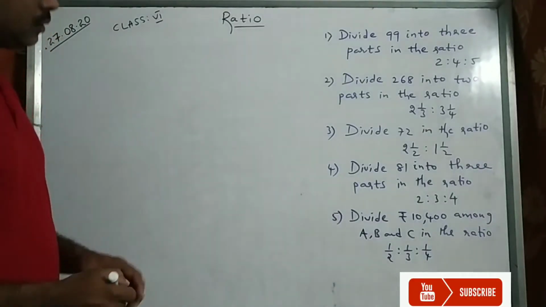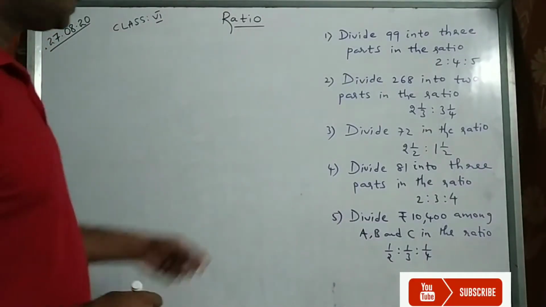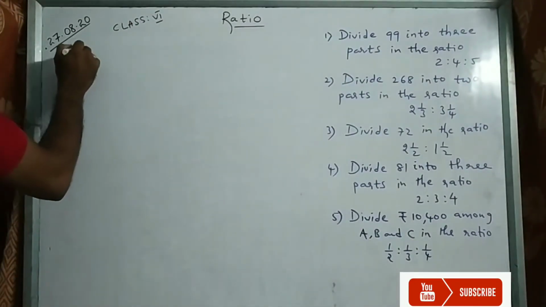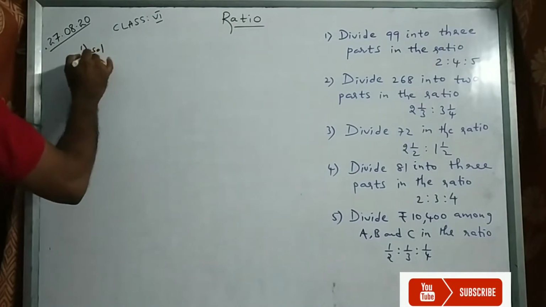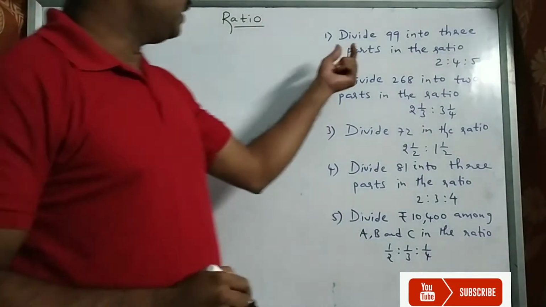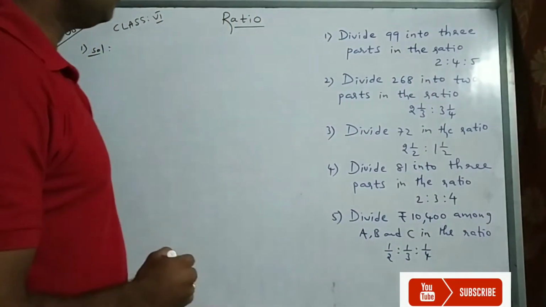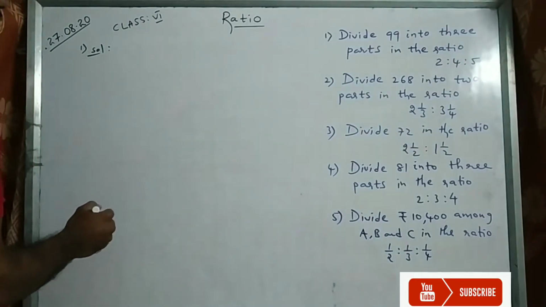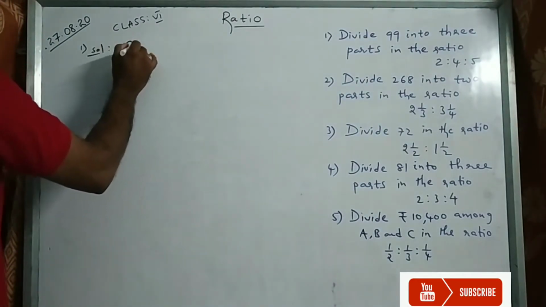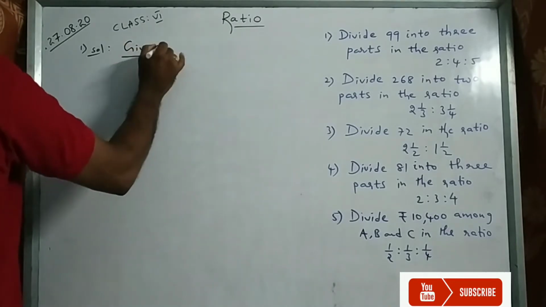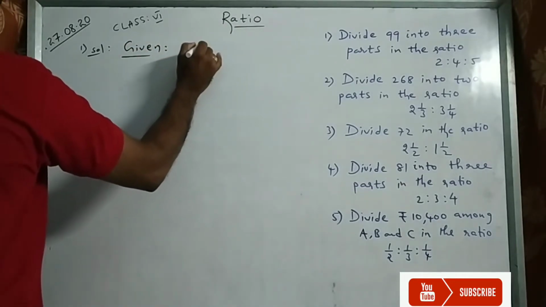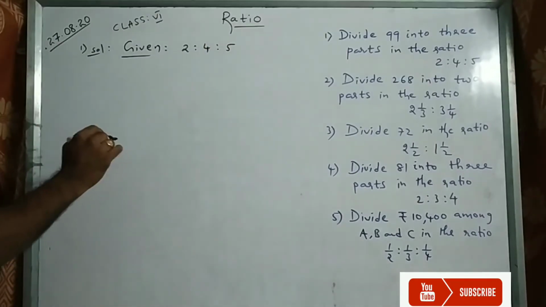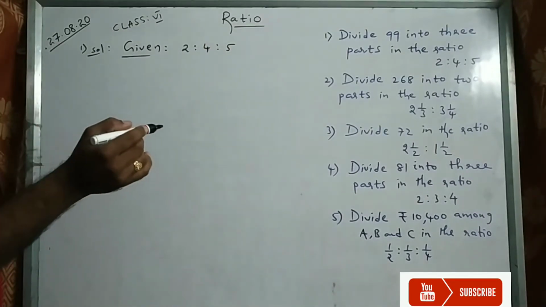Hi students, let us see some more problems of the ratio. Look at that first question. Solution. Divide 99 into 3 parts in the ratio 2:4:5. What is the given ratio here? 2:4:5. First, let me tell you the procedure.